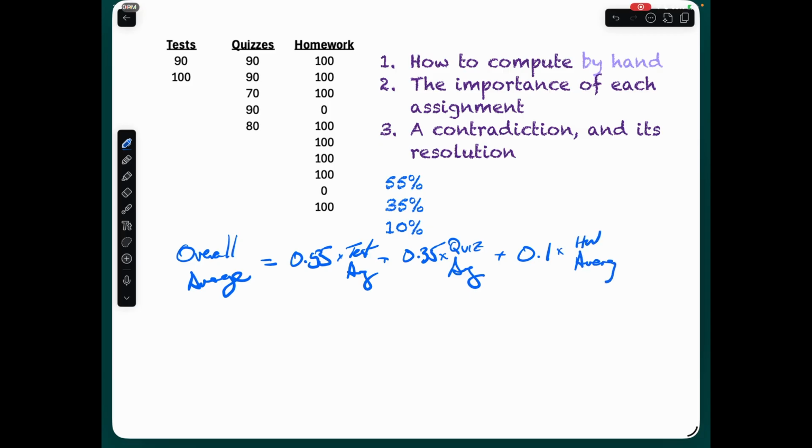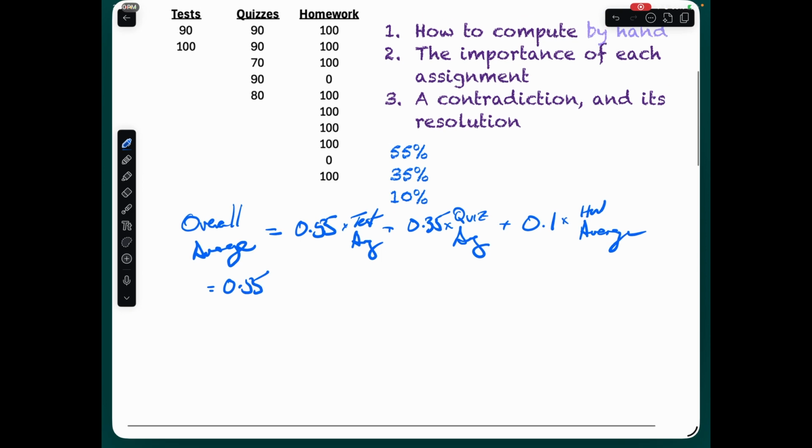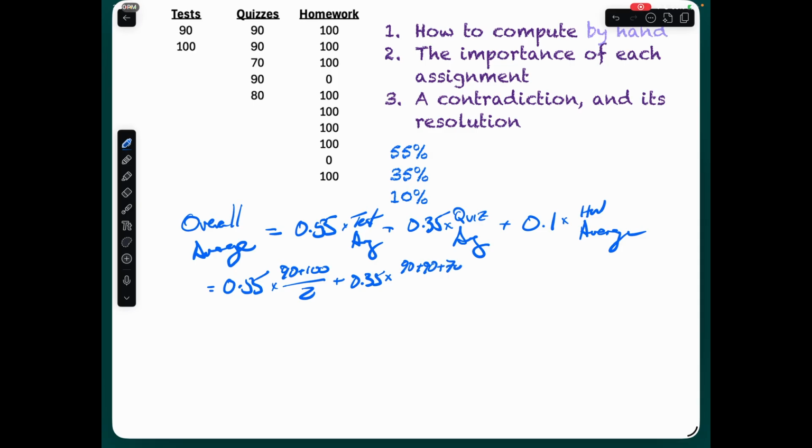We are probably all comfortable with calculating averages, but I'm going to write out the details because I'm going to use them later. To calculate the test average with my data, I'm going to say 0.55 times 90 plus 100 over 2. That's my test average. Then I'm going to say 0.35 times the quiz average, 90 plus 70 plus 90 plus 80, all over 5, because there's 5 of them. I'm not going to write all these out. 0.1 times the homework average.